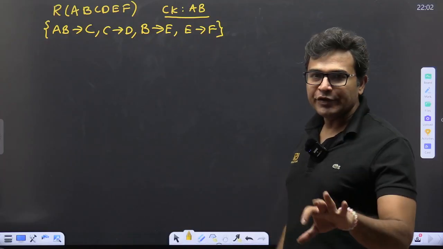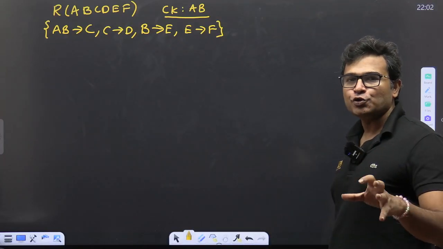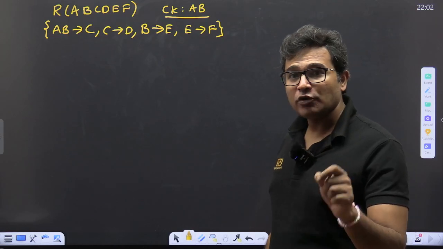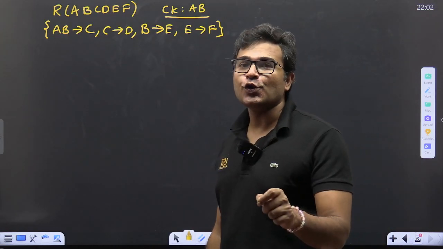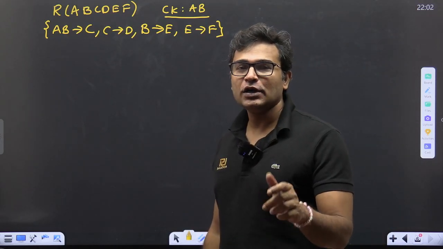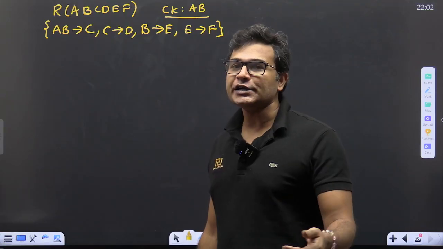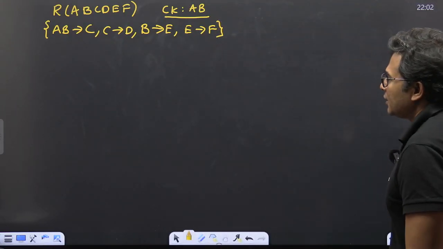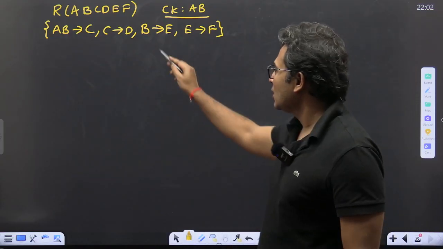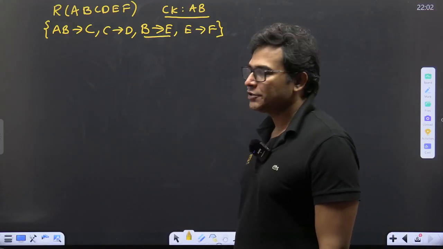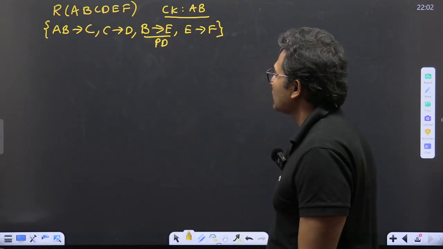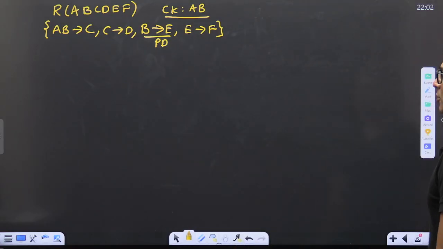I am giving you the candidate key so that you don't have to take the pain of finding it out. But in the exam, you have to find out the candidate key also. Then only you will be able to find out partial keys, super keys and everything. So let us say AB is the candidate key. Now you can clearly see that B determines C is a partial dependency, right? Now we have to decompose the table in such a way that there are no partial dependencies.